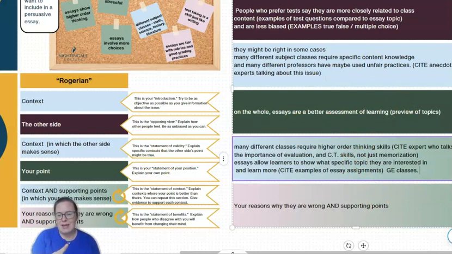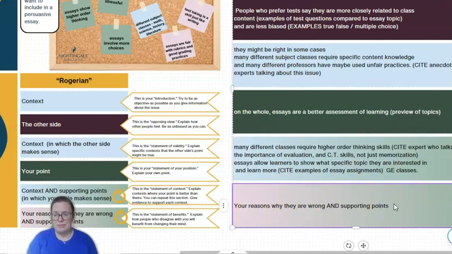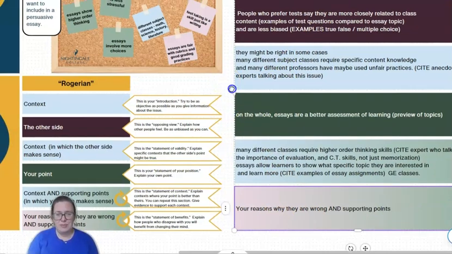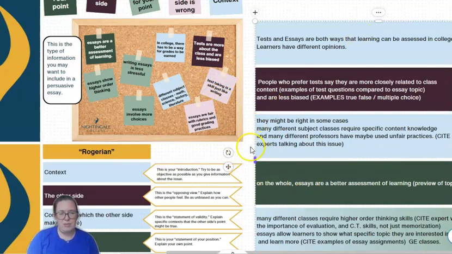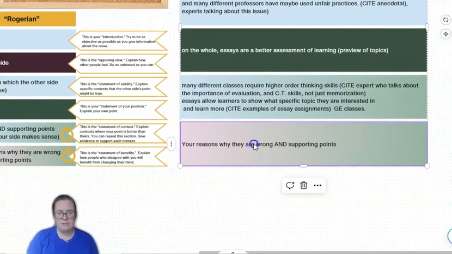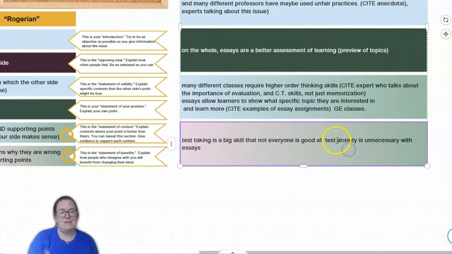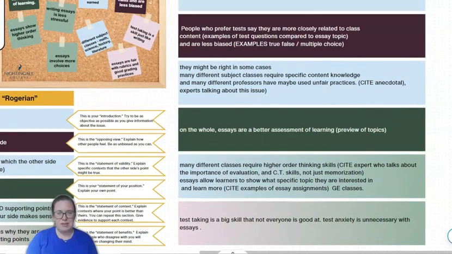And now in this last part, I want a statement of benefits. So even if you prefer tests because of these reasons, what can you still get because you're doing an essay assignment? And if I look up at my ideas, I've talked about essays being less stressful and test taking being a skill. And I haven't really included that in my paper yet. So I want to include those parts. Even people who think tests are fair, test anxiety is unnecessary with essays. So this brings me to the end of my Rogerian essay.